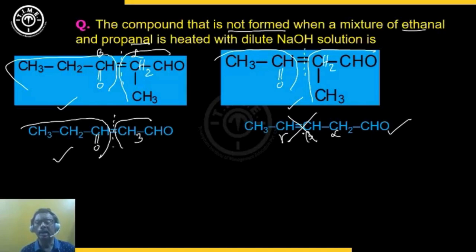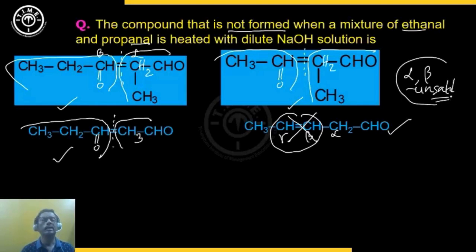Though you may get CH3CHO and then CH3CH2CHO, but beta and gamma will not have the unsaturation. The unsaturation is always between alpha and beta. Therefore, the fourth case is not formed. I hope this is clear. Yes, so we have tested our knowledge successfully.